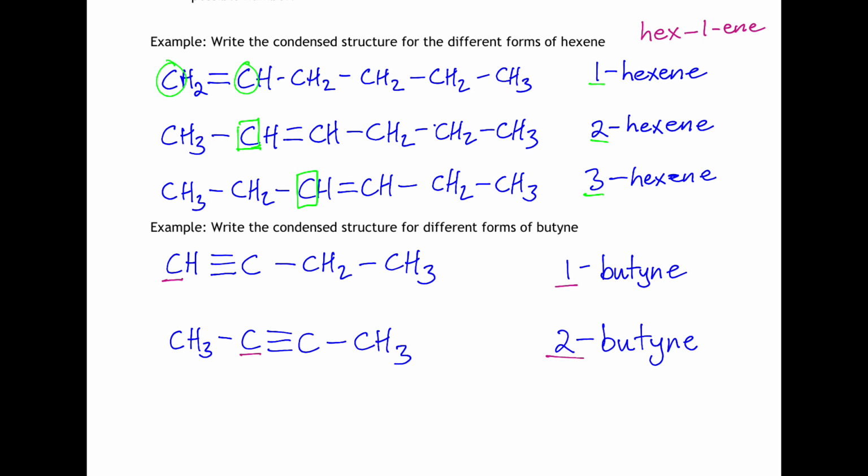Another way to double check you have the right number of hydrogens is that both of these compounds have exactly the same number of hydrogens. They both have 1, 2, 3, 4, 5, 6. So they have 6 hydrogens total in this particular compound. And this is 3 and 3, 6, and 6. They're the same, because these are just isomers of each other.